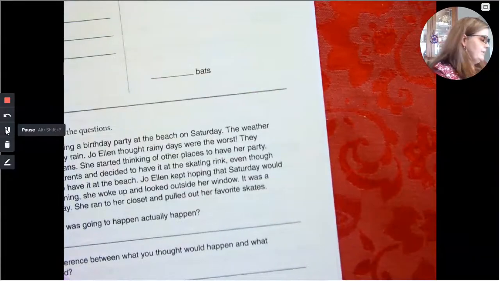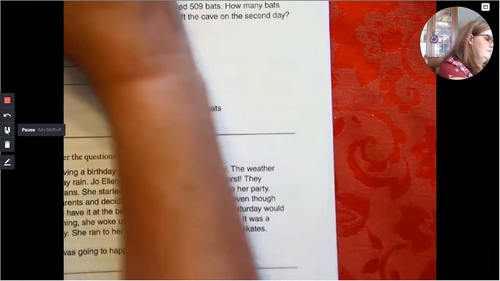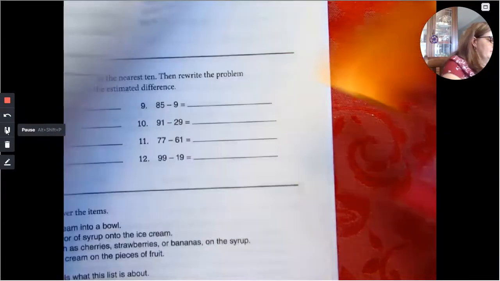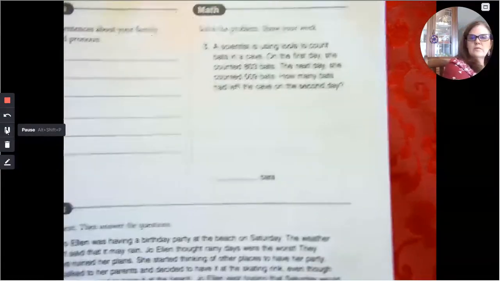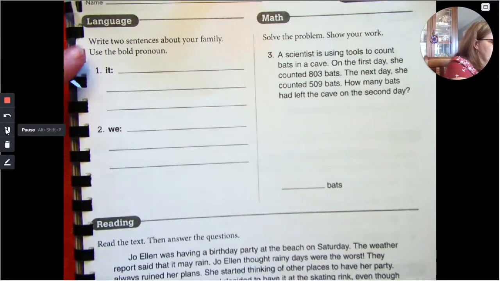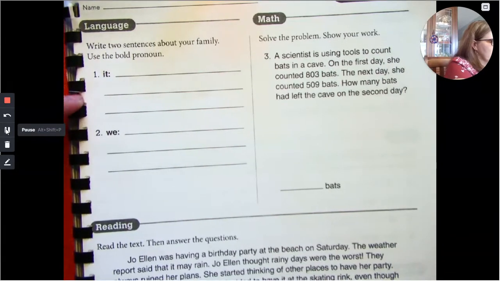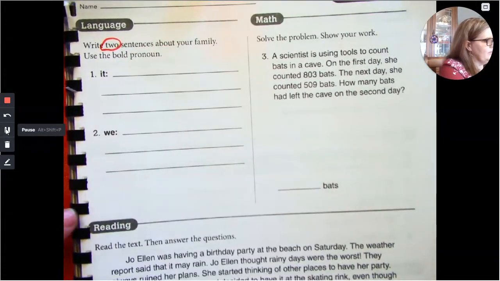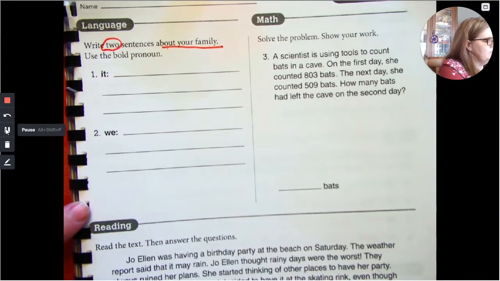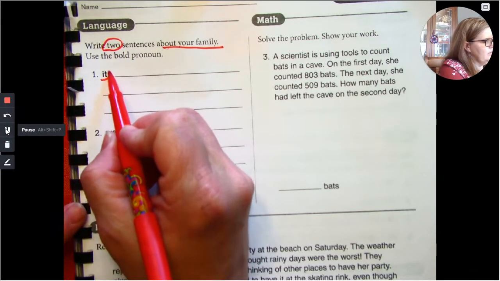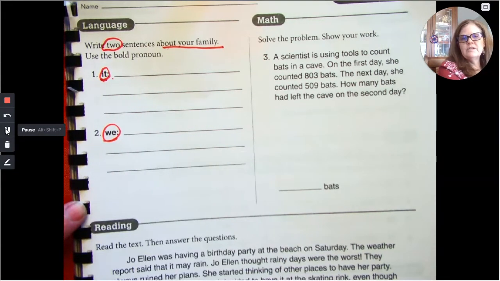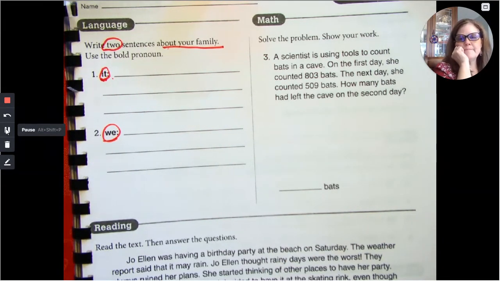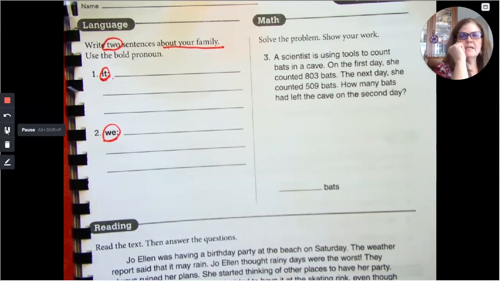We're going to flip it over and go to page 25. Put my little marker on the next page so I know where we are. All right, so at the top, it says language. It says write 2 sentences about your family. Use the bold pronoun. So in this sentence about your family, you need to use the word it. And in this sentence about your family, you need to use the word we. Okay? When you write your complete sentences.